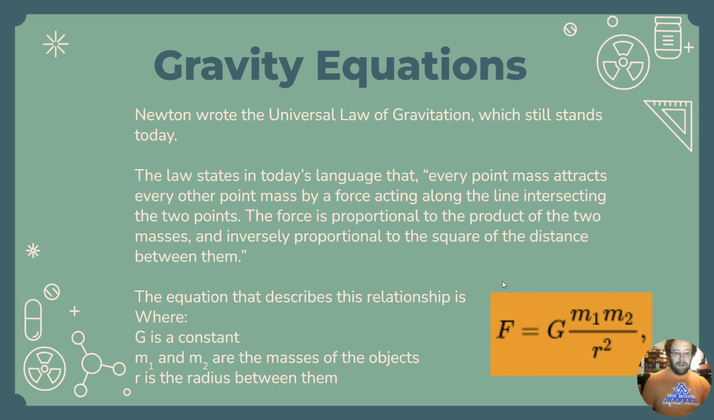Here's the equation right here that he wrote. And G is a constant that makes the math work. It's one of the natural constants. Sometimes in scientific equations, we just have to have these numbers in here. Otherwise, it doesn't work out. And this is one of those numbers. M1 and M2, like I said, are the masses of the objects, right? Mass of object 1, mass of object 2. And then R is the radius between them. So the distance of that line in between the two objects is R.